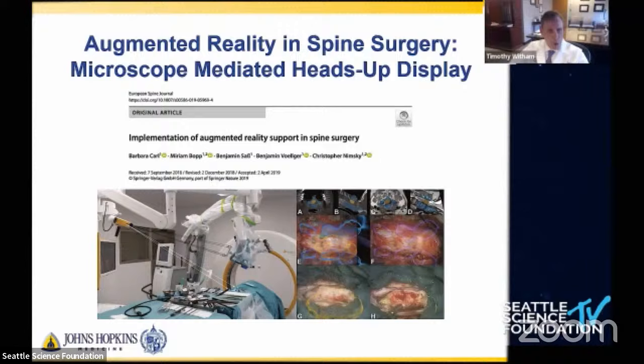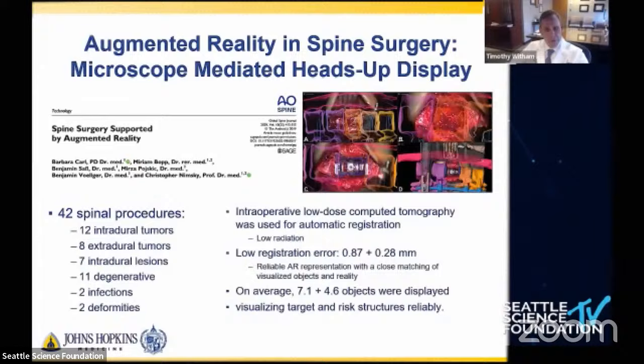But they've used this successfully in a number of different scenarios, most commonly with spinal tumors, but also with the instrumentation placement, particularly when placed anteriorly. They've utilized this technique and have found it to be very helpful in terms of identifying at-risk structures as well as the target structures or normal tissues where they're trying to place instrumentation.